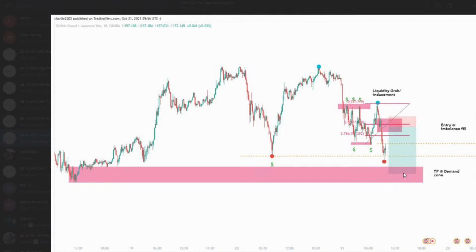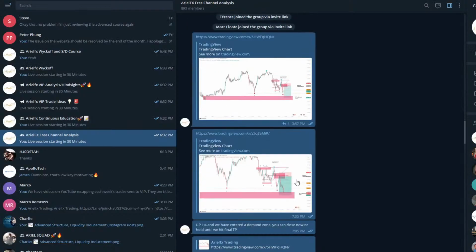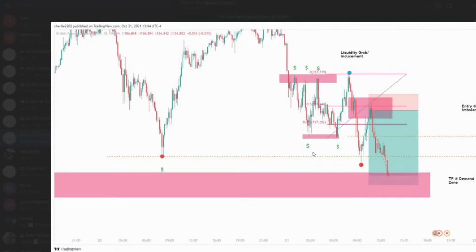So we want to take our profits at an area where we would think that price would reverse, right? Because this is a really good area to take a buy position, so it would make sense for us to take profits at that position, if that makes sense. So the trade played out perfectly.